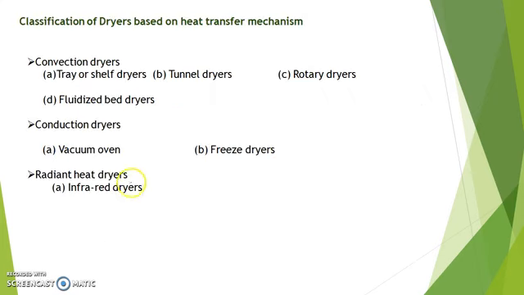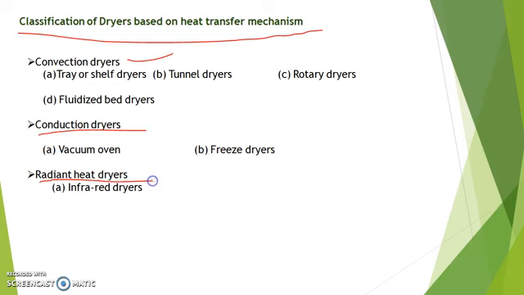Now, today's topic of discussion is classification of dryers based on the heat transfer mechanism. Based on heat transfer mechanism, it is classified into three categories: convection dryers, conduction dryers, and radiant heat dryers. Convection dryer examples are tray or shelf dryers, tunnel dryer, rotary dryers, and fluidized bed dryers. In case of conduction dryers, examples are vacuum oven and freeze dryers. And in case of radiant heat dryers, infrared dryers.